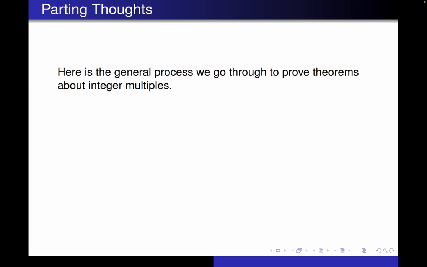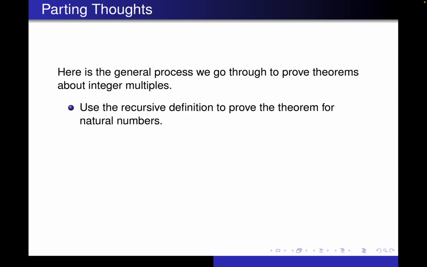I do want to give you an overview of the general process when we go to prove theorems about integer multiples. Usually there's a three-step process. The first step is concentrating on multiplying by natural numbers. For that, we have to use the recursive definition of multiplication by integers, and that usually means that we'll have to prove that theorem by induction.